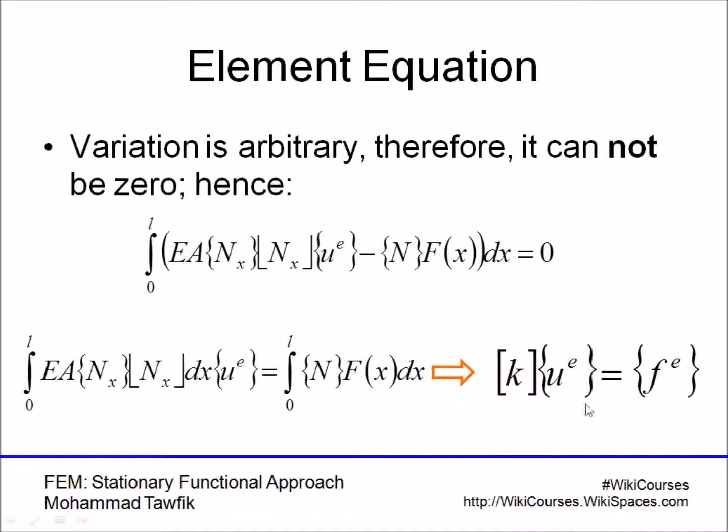I will not get now again into how to assemble and apply boundary conditions and solve. Now we just have K times U equals F. That's the element equation. We'll go back to the normal finite element procedure, assemble equations, apply boundary conditions, and then solve for the unknown variables U, which are the nodal deflections.